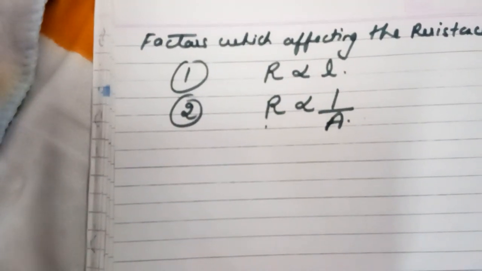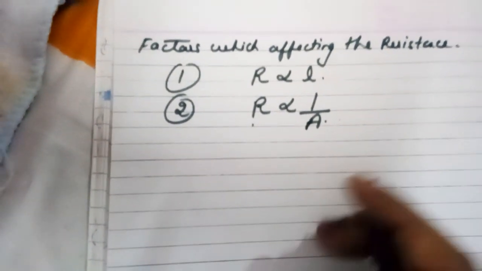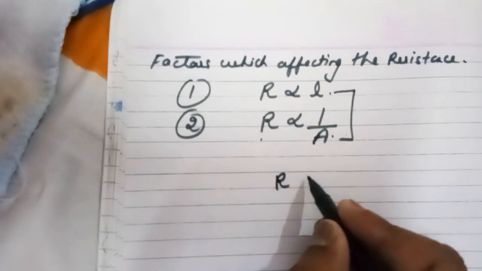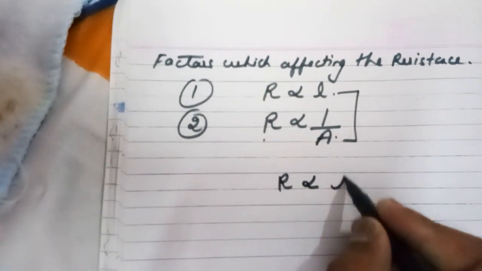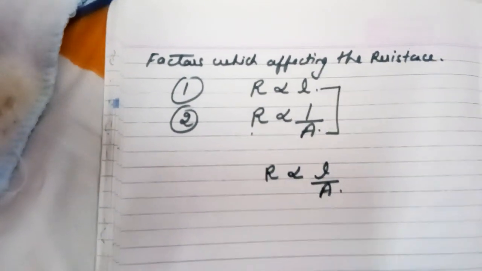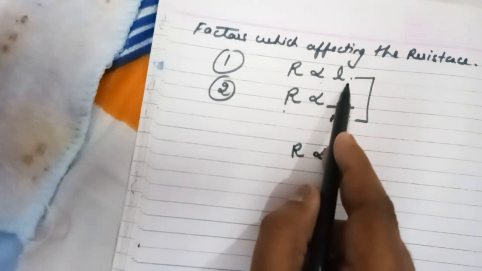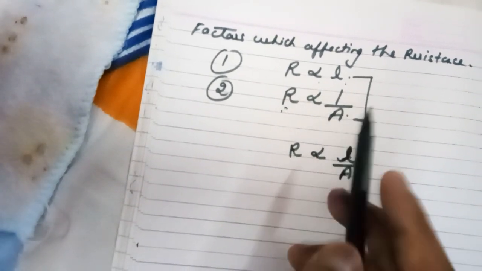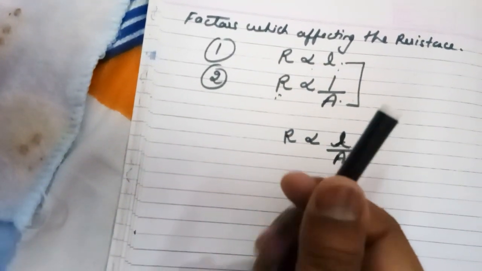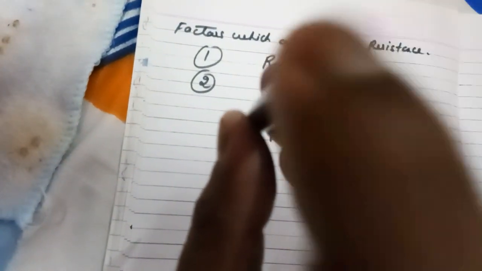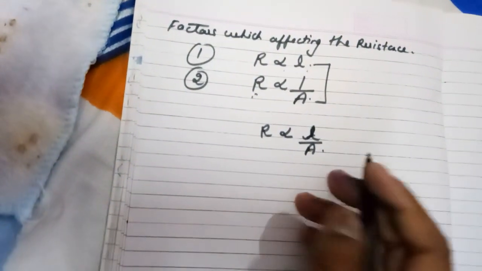Now, in these two points, resistance is directly proportional to L upon A, because resistance is directly proportional to L and inversely proportional to area of cross section. Now what is area of cross section? This one is not area of cross section. Area of cross section is this. This circular part is called the area of cross section.